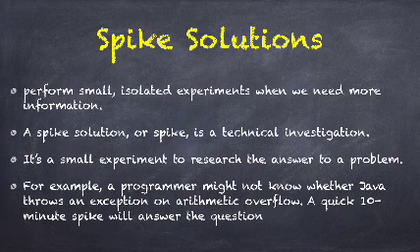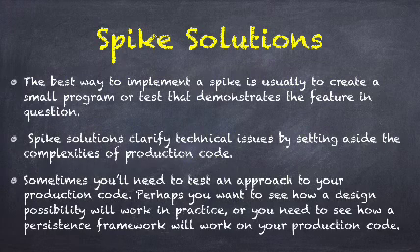The best way to implement a spike is usually to create a small program or a test that demonstrates the feature that you are talking about. Say, for example, my question was to identify whether Java throws an exception during an arithmetic overflow. So you create a test program or write a few lines of code that create that scenario and try executing that particular piece of code. It will give you an answer or more clarity or more information on the feature in question. Spike solutions clarify technical issues by setting aside the complexity of the production code.